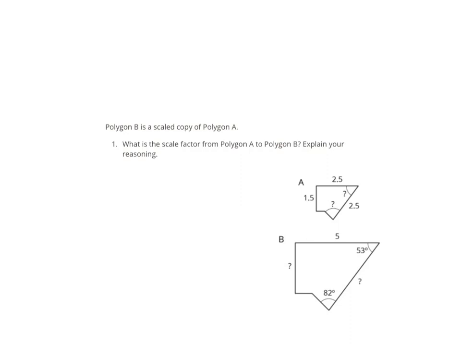We've got to figure out what the scale factor is to get from polygon A to polygon B. They're telling us that they are scaled copies, so we have that information. So when you're trying to figure out scale factor, you need to look at corresponding sides.